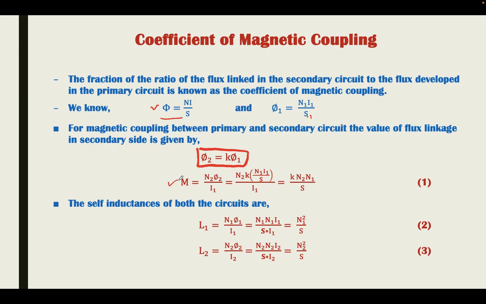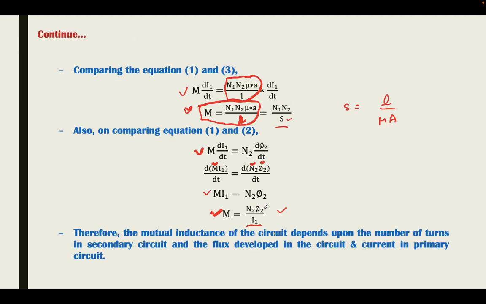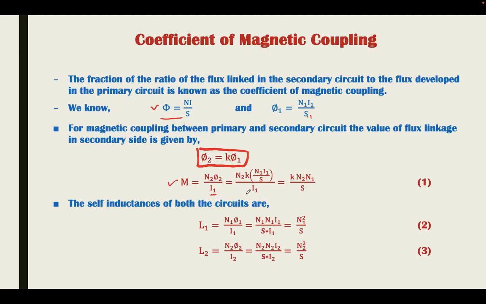And we know by definition M is equal to N2 phi2 upon I1. This was derived from the previous equations. Putting the value of phi2 equal to K times phi1, and by definition we know phi1 is equal to N1 I1 upon S, hence M is equal to K N1 N2 upon S.